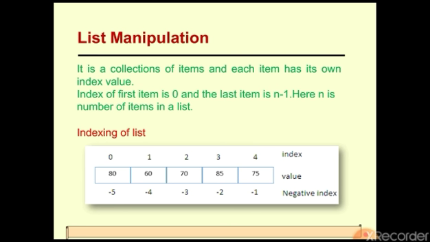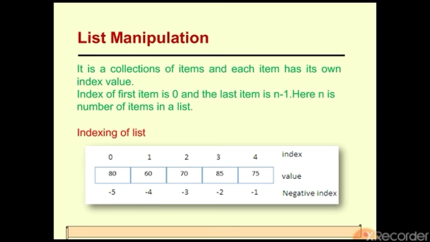Indexing is done in two types: forward indexing and backward indexing. Forward indexing is positive, it starts from 0. The first item in the list will have index 0, and if there are n elements in the list, then the indexing will go from 0 up to n minus 1. The negative indexing is from -1 up to -n, in reverse order. It means the last value will have the negative index -1, and the first value will have the negative index -n. It is very simple to understand.